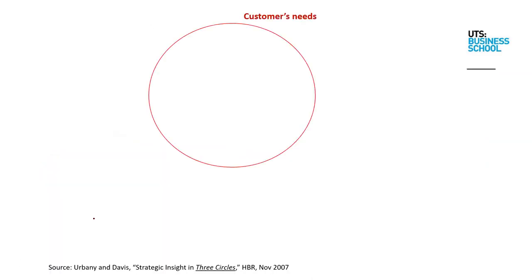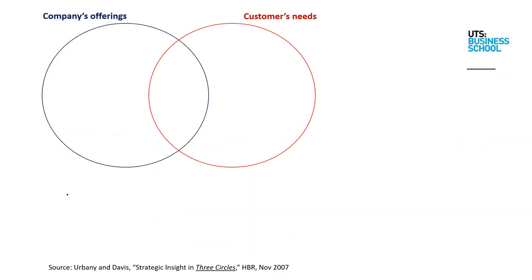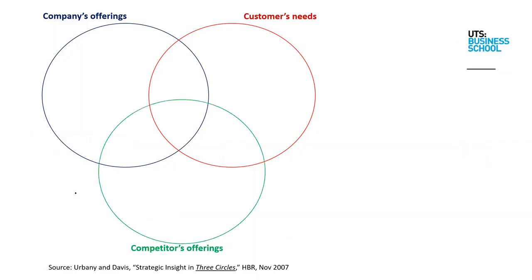Now, the researchers Urbani and Davis came up with the 3 circles strategy to create positioning for a brand. This article was published in Harvard Business Review and is pretty popular. It came out in 2007 and is still relevant as of today. So now what does this 3 circles insight tell us?